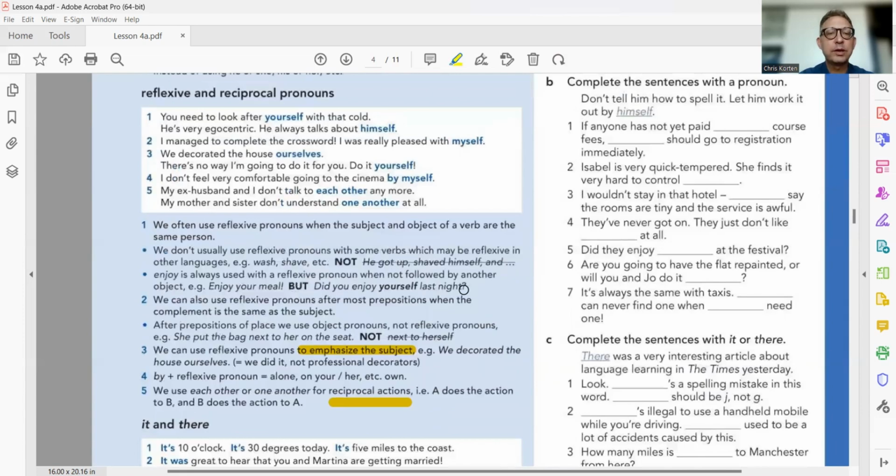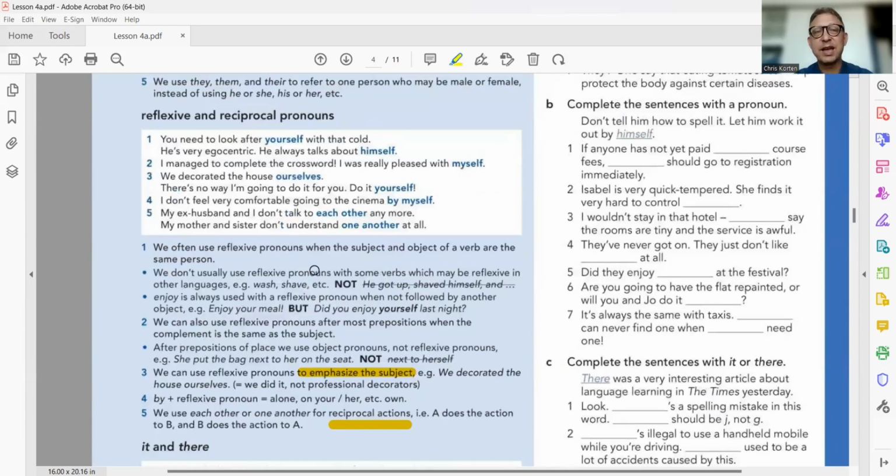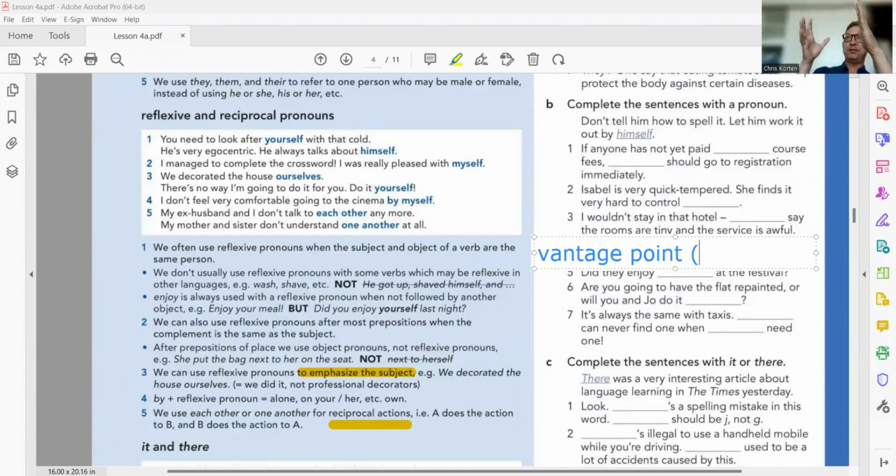Now, the next one here is dealing with reflexive and reciprocal pronouns. Now, you're going to have exercises that accompany these. On the right-hand side, you can see the exercises. You'll do those for homework. I just want to highlight a few things and give you my own twist on it, my own special vantage point. Vantage point is viewpoint. My vantage point is normally spoken when you're looking at something. So from my vantage point, I actually can't see the spire. The spire is the top of the church. But this is just viewpoints, a fancy word for viewpoint.